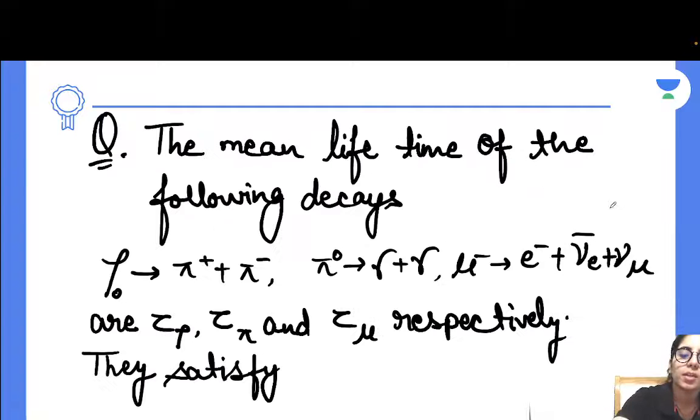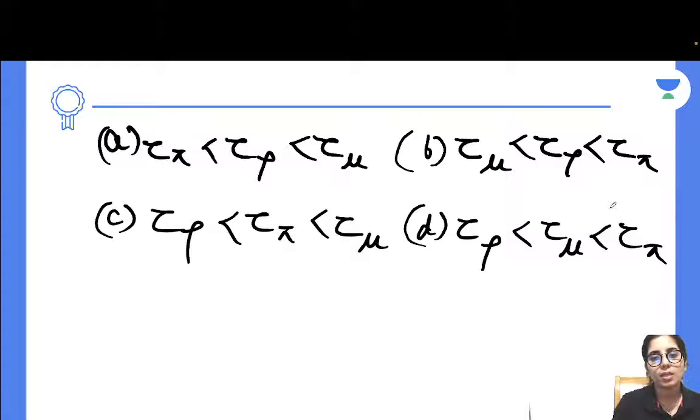So in the question statement, they have talked about everything. They have mentioned the mean lifetime of the following decays: rho naught giving you pi positive and pi negative, basically pions. Then pi naught giving you gamma, and then mu negative giving you all three particles as shown. Now here the mean lifetimes are tau rho, tau pi, tau mu. That's given to you. They satisfy the A, B, C, and D conditions. Which of them is correct? That's what you have to consider here.